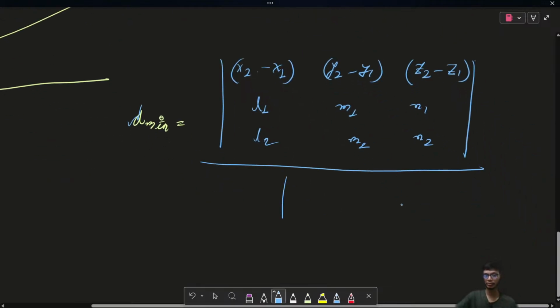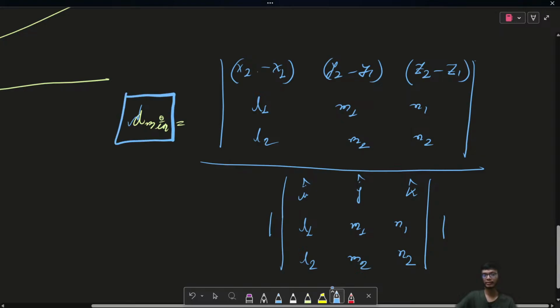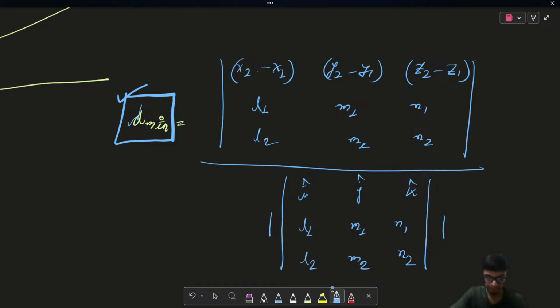Divided by the magnitude of this given. It is straightforward. If you just calculate this whole sum, you will be able to get the result for the minimum distance between straight lines. I hope this is clear. This is the result for the minimum distance between two straight lines or two skew lines in question. Okay, so this is how I obtain my result for the shortest distance between two skew lines.